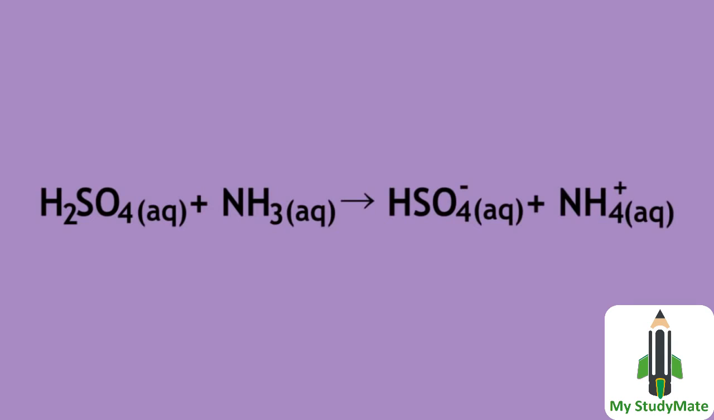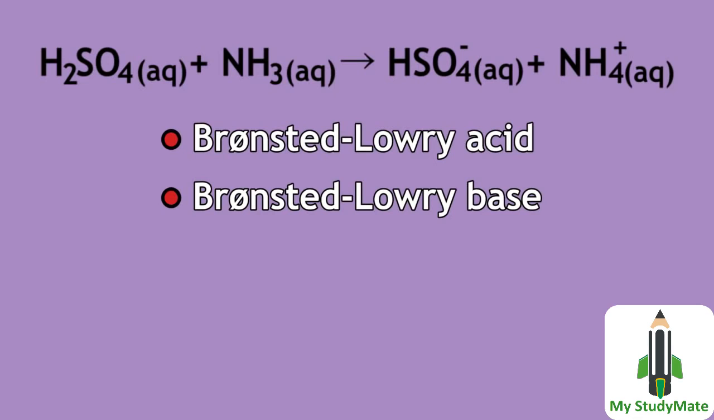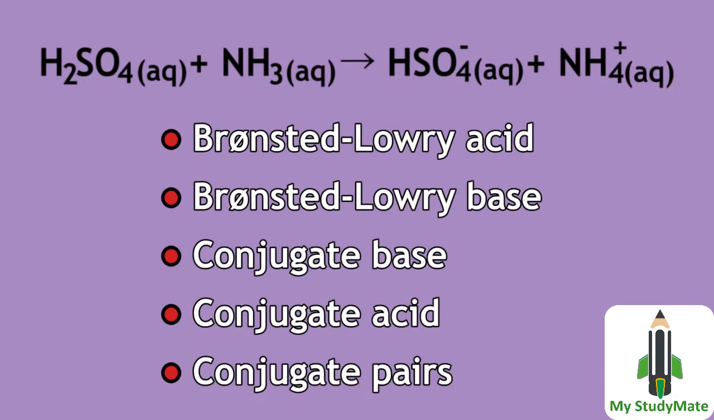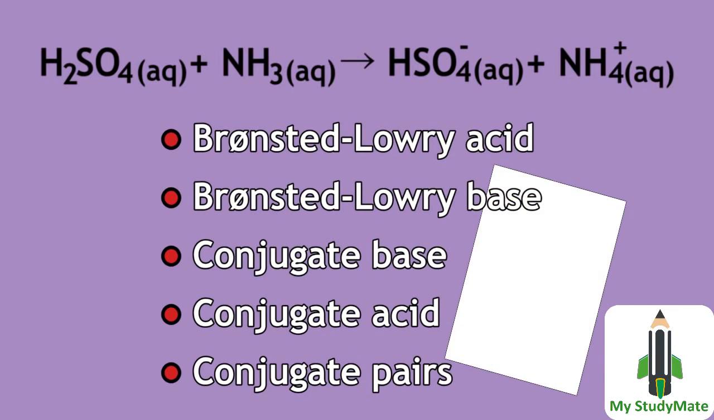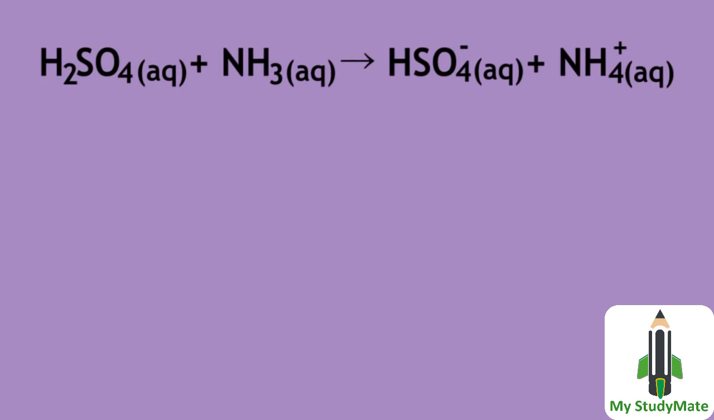The hydrogen sulfate ion is the conjugate base of sulfuric acid. The ammonium ion is the conjugate acid of ammonia. Therefore, sulfuric acid and hydrogen sulfate ion form a conjugate pair, and ammonia and the ammonium ion form another conjugate pair. In summary, a conjugate base is formed when a Bronsted-Lowry acid releases its proton.